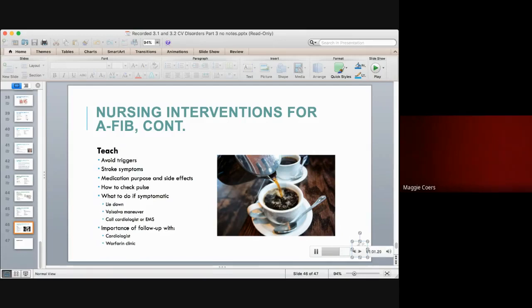And then the importance of follow-up. It's very important to follow up with the cardiologist at the clinic. And also, if the patient's on warfarin, to follow up with the warfarin clinic. And that is the end of the cardiac lecture.